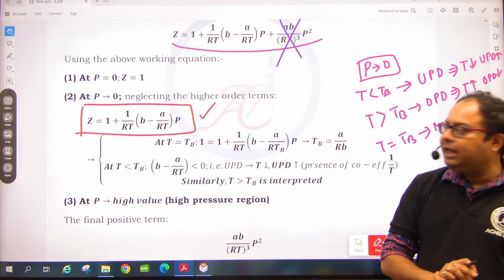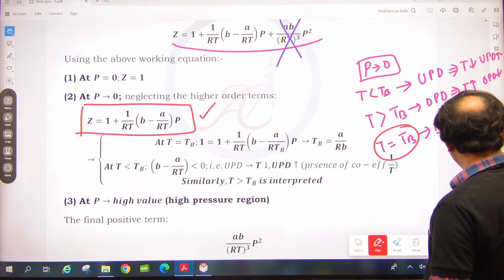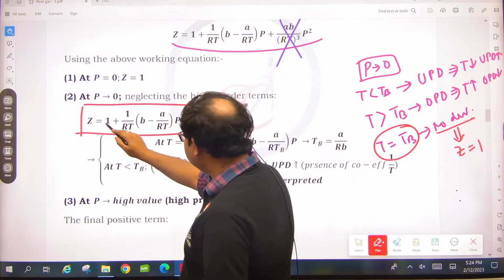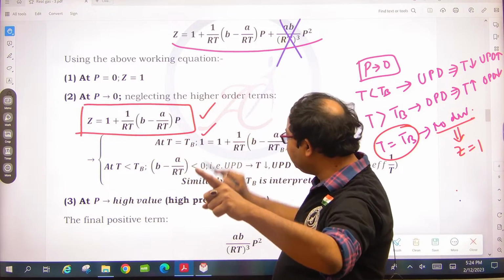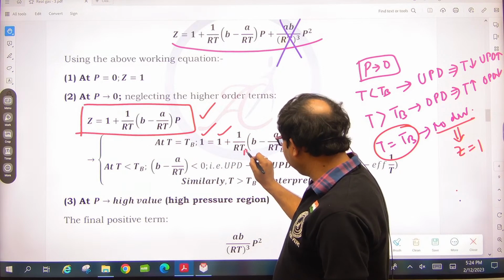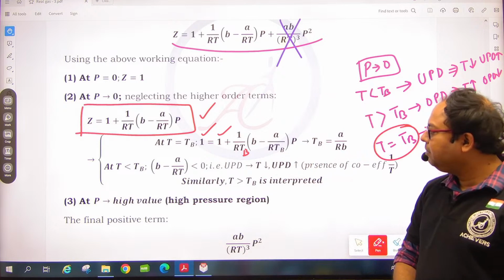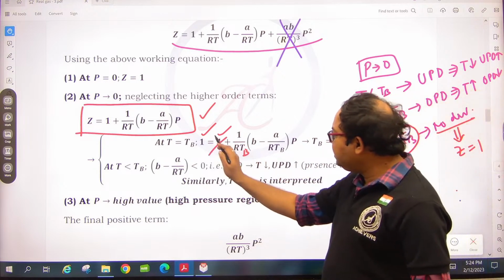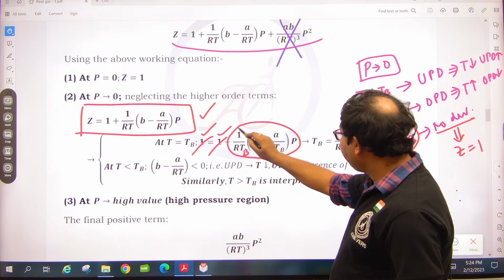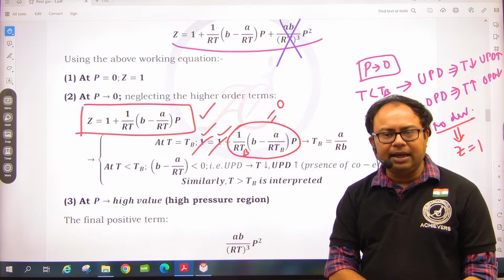Now at T equal to TB, you have got no deviation, means Z is equal to 1. So you substitute Z equal to 1 and T equal to TB. So 1 is equal to 1 plus 1 by RTB, whole multiplied by B minus A by RTB multiplied by P. Now this 1 and this 1 will cancel out. So this term is basically equal to 0.